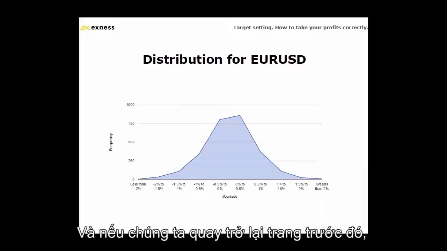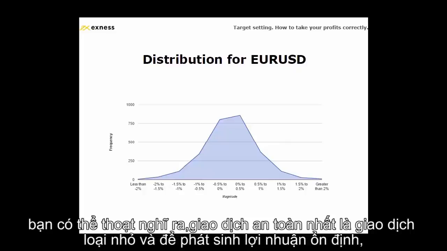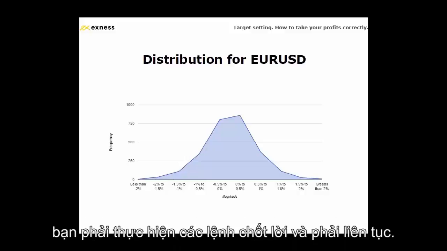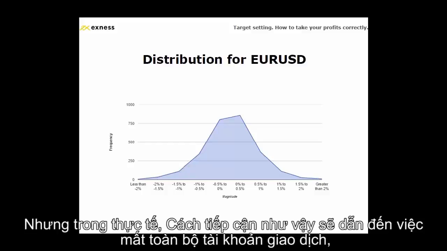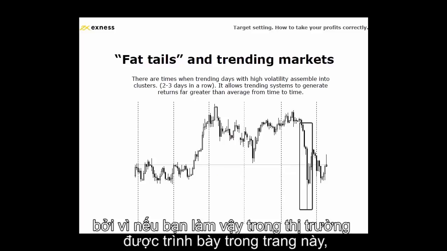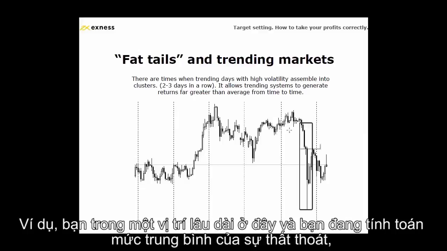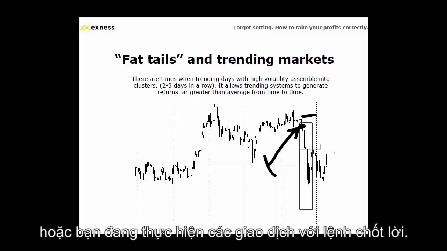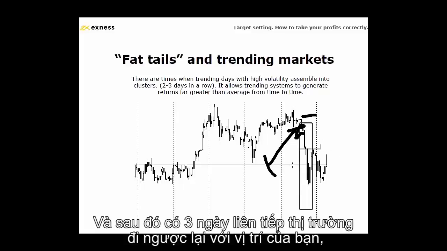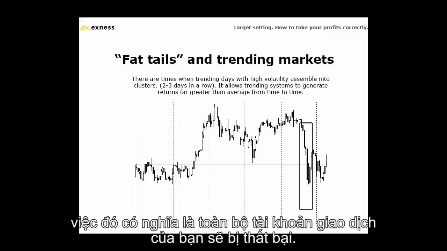And if we get back to the previous slide, you might think at first sight that the most stable trading style is scalping, and that to generate consistent profits you have to place very small take profit orders with no stops. But in reality such an approach will inevitably lead to the loss of the entire trading account, because if you do so on the market presented on this slide, it becomes clear how it works in real time. Say you are in a long position here and you are averaging your loss, or you are placing a very small take profit order, and then having 3 days in a row going against your position means that your entire trading account will be lost.